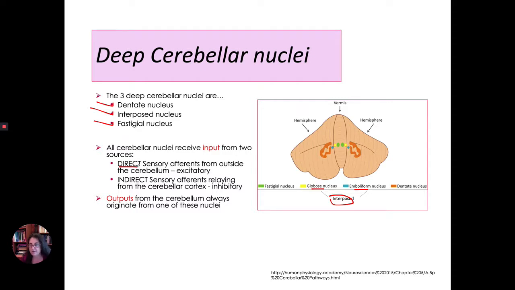Outputs out of the cerebellum always start in one of those deep cerebellar nuclei. So if there's any efferent leaving the cerebellum going somewhere else, it's going to be coming directly from one of those deep nuclei.